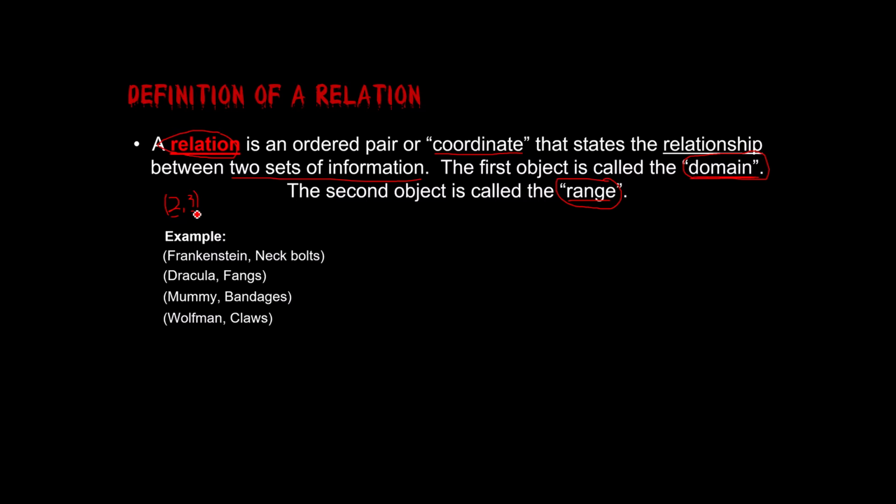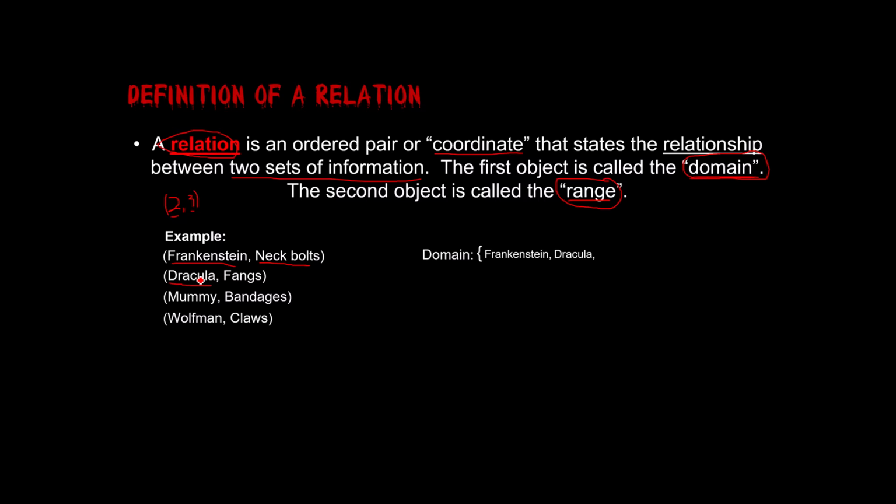When we talk about a relation, we're saying that this first item has some kind of a relationship to this second item. And the first item belongs in our domain. So if I were to ask you the domain of this relationship, what I'm saying is, what are all the first items that are given to us? Well, when I look at my list, Frankenstein, of course, is a first item.